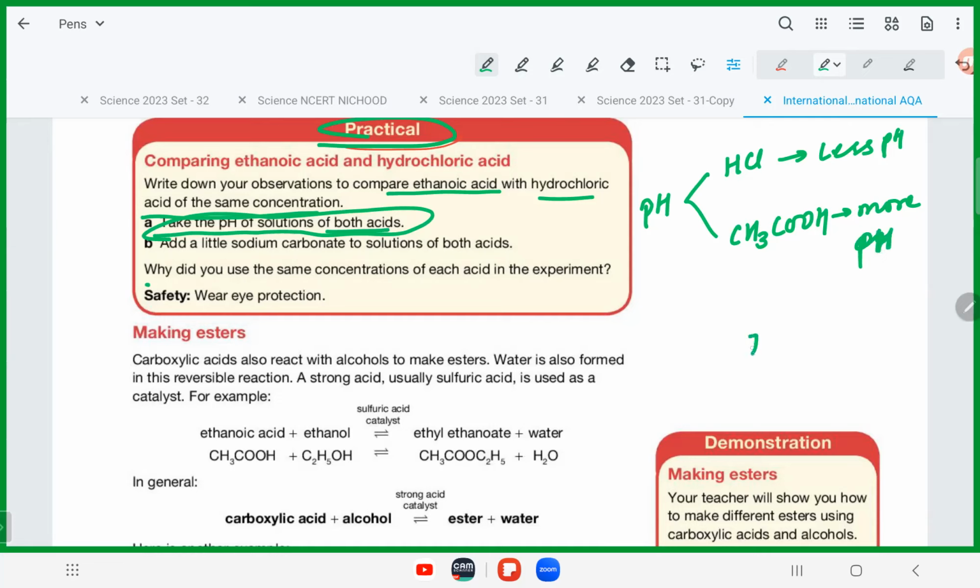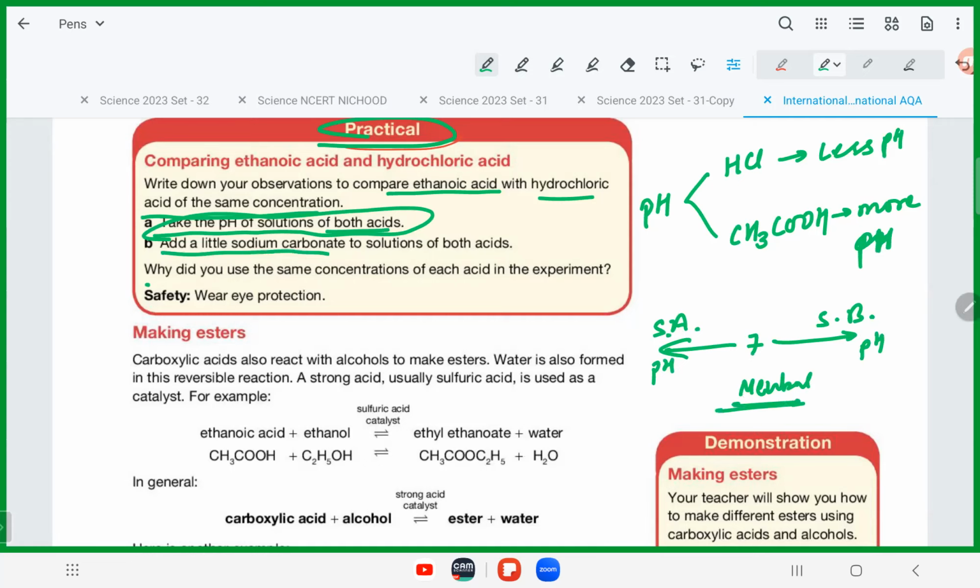See, seven is neutral. Seven is like water. More than seven means strong base, and less than seven is strong acid. So the lesser the value of pH, the stronger is the acid. Otherwise, it will become neutral.